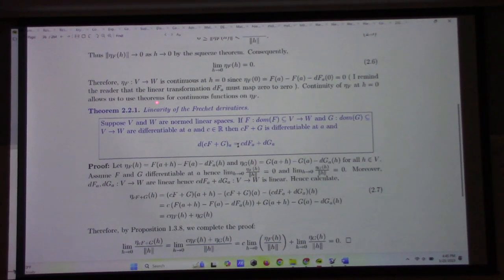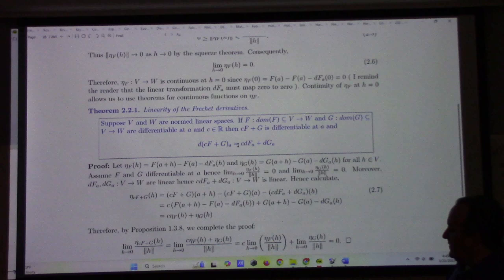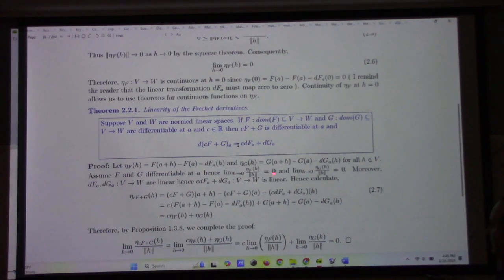So here we go. We have two functions, both differentiable at a, c a constant. Then the claim is that cf plus g is differentiable, and guess what? The differential of the sum is the sum of the differentials, just what you'd expect. And the proof goes like this. You have an eta sub f and an eta sub g, and both of these quotients limit to 0, and my claim is that we can just use this as the differential of the sum, cf plus g.